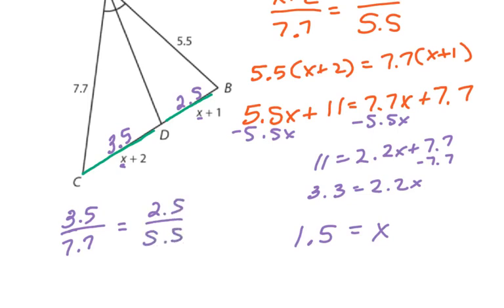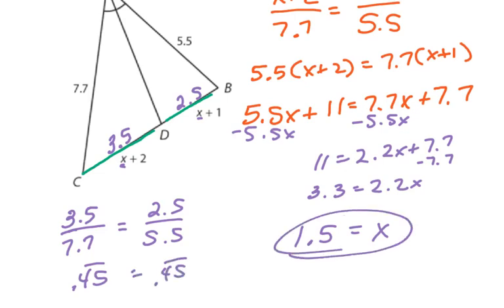So I'm going to use my calculator for this. I'm going to type in 3.5 divided by 7.7, and I get 0.45 repeating. And if I do the same thing, 2.5 divided by 5.5, I get 0.45 repeating. And so that's true. So I know that my answer is right.